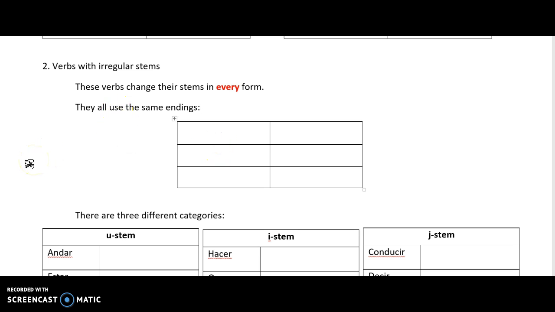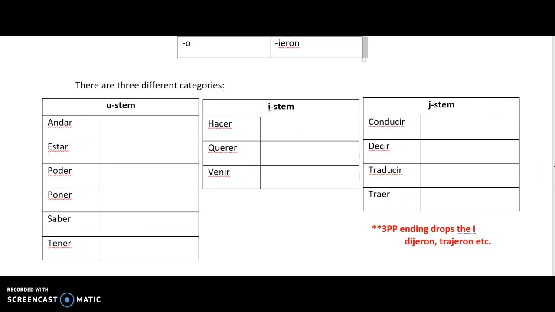So no matter what, if it's an AR verb, ER verb, or IR verb, you're going to use the same endings. None of them have accent marks. For yo, it will always end in an E. Tú, iste, usted, él, ella, o, nosotros, imos, vosotros, isteis, and ustedes, ellos, ellas, ieron. Okay, so no matter what, every single verb that you see below will have these endings, no accents. Okay, and then here are your three categories. There's the U stem, the I stem, and the J stem.